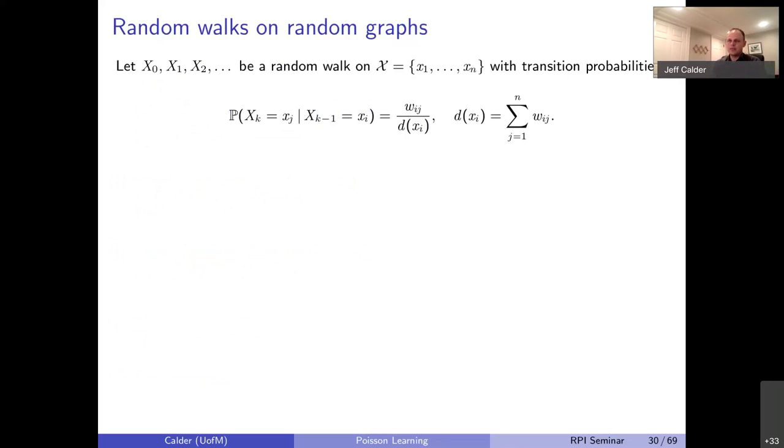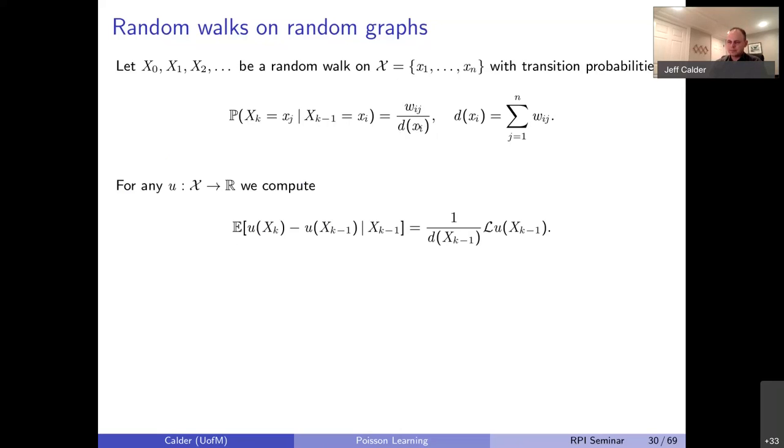So here, let me just review briefly what random walks on graphs are and how this connects to Laplace equations. We'll take a random walk on the vertices of the graph. This means that the transition probabilities going from xi to xj are just the weight wij divided by the degree of xi. And the key computation is that if you take any function u you like on the graph and take the expected change in u from one step of the walk to the next, conditioned on x_{k-1}, and this is the generator for the random walk, this is just the graph Laplacian I showed you before divided by the degree of that node. And so this 1 over degree times L is what's often called the random walk Laplacian, for the reason that it generates the random walk on the graph.